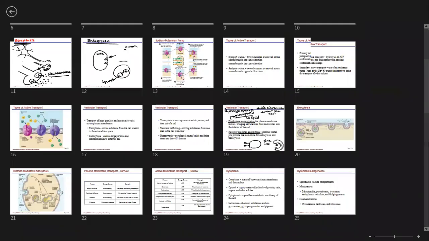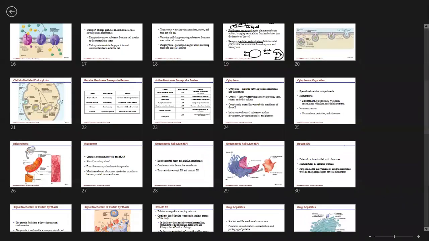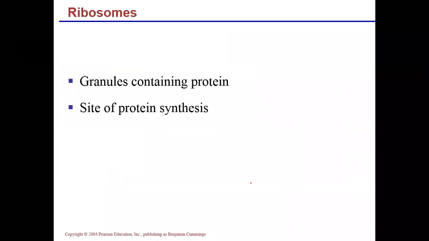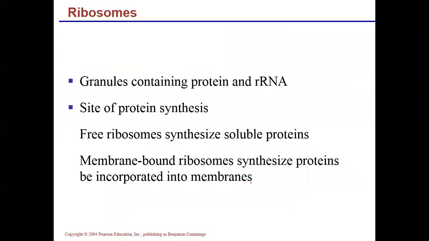So let's go ahead and take a look at the ribosome. Ribosomes are a site of protein synthesis. All right, now I can maybe. There you go. So the ribosome is the location where all those amino acids are put together. There are free ribosomes that synthesize soluble proteins.